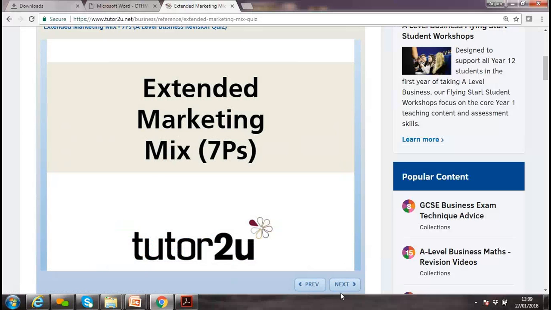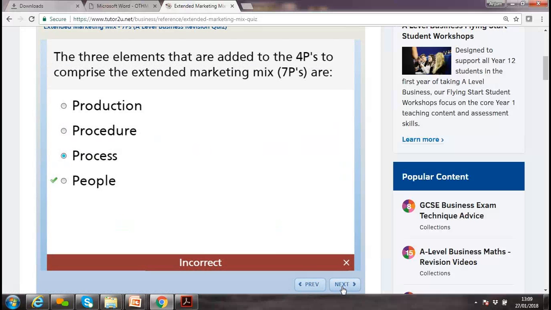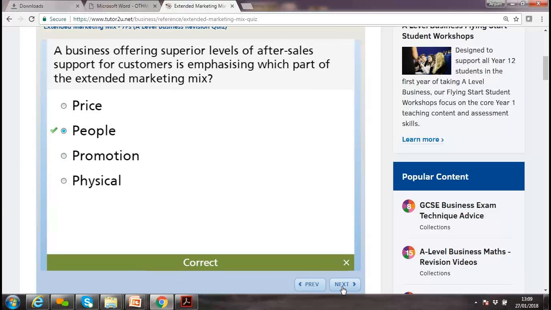90%, yes, great. So which one did we miss? The three elements added to the 4 Ps to comprise the extended mix: people, processes, yes. Then next, procedures. So these are well done, great.